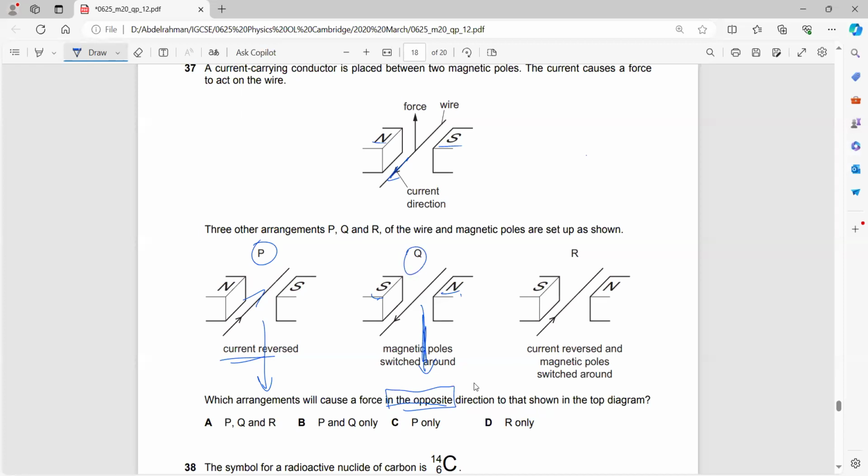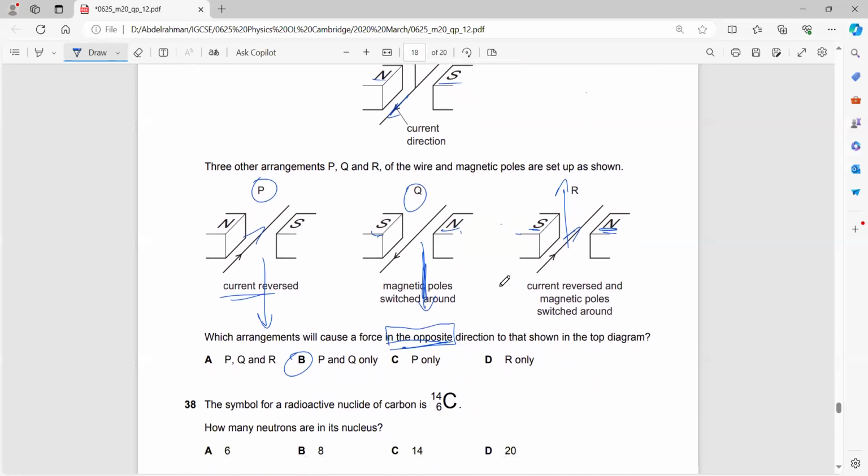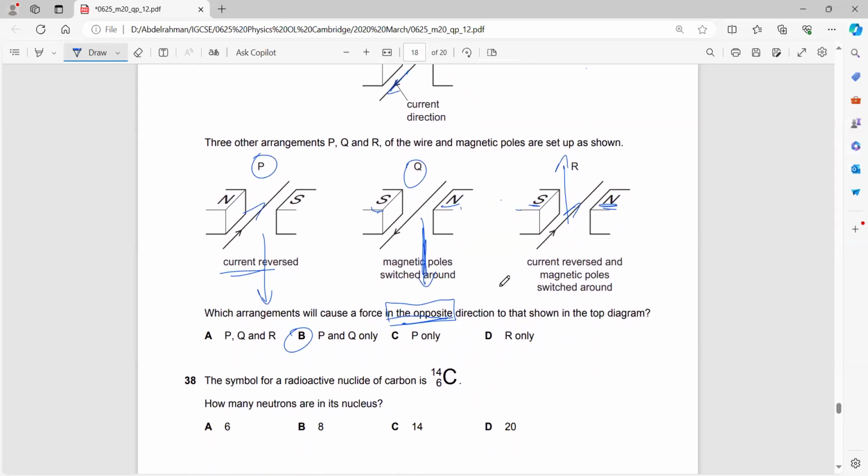So this is correct. But in R, you switched the current and you switched the magnetic field, south and north, so the force on this wire would be upwards. Again, he wants the force to be in the opposite direction. So the only cases in which the force would be in the opposite direction would be if you change only the current or only the magnetic poles, either or. I hope this is clear.